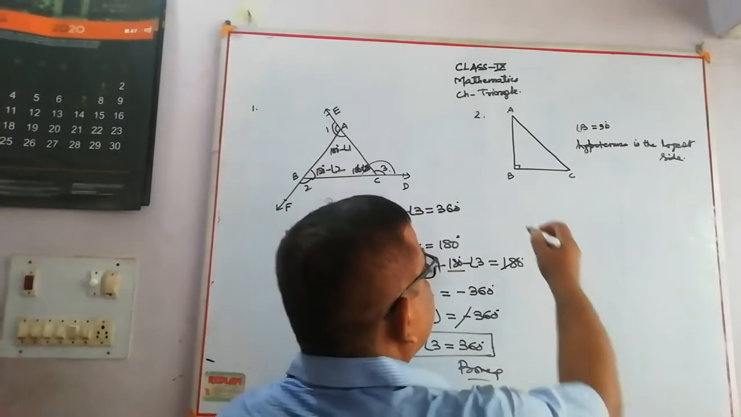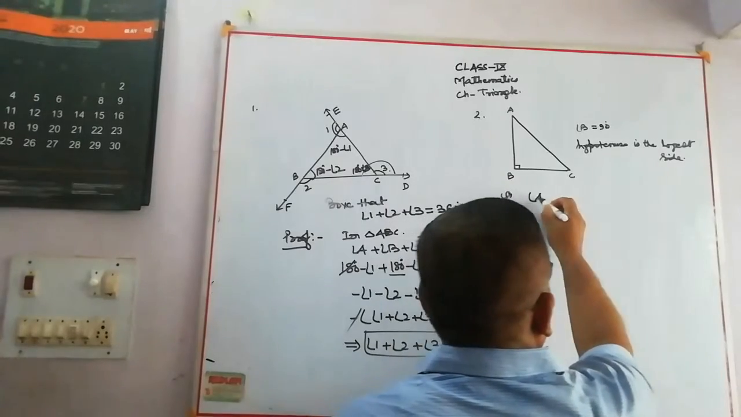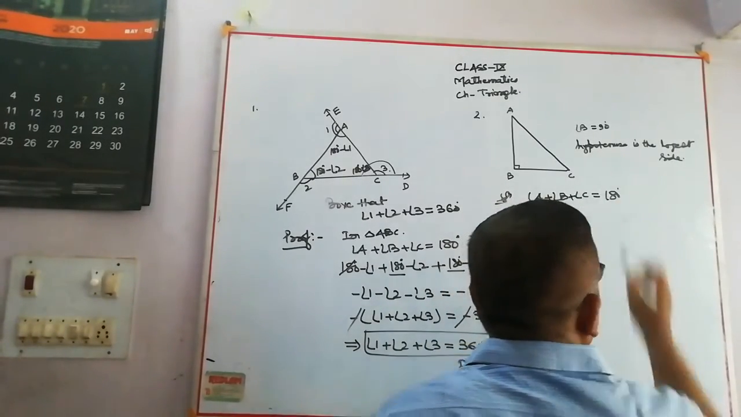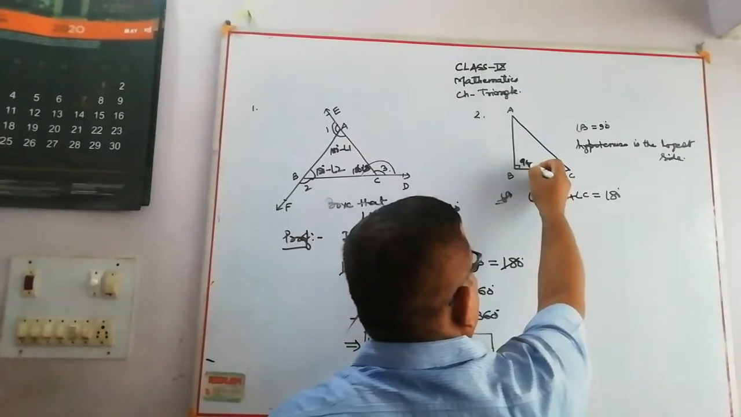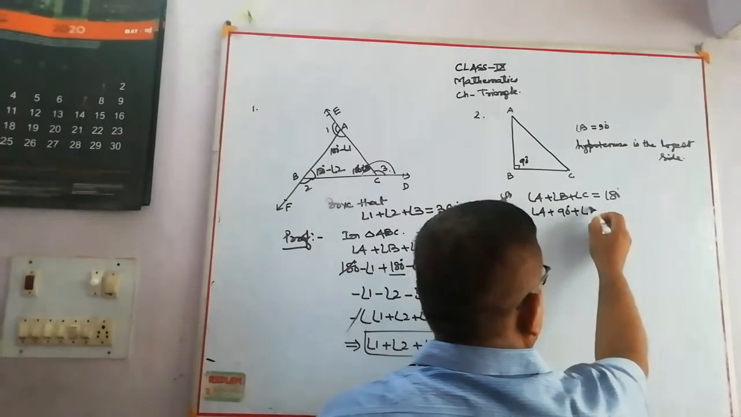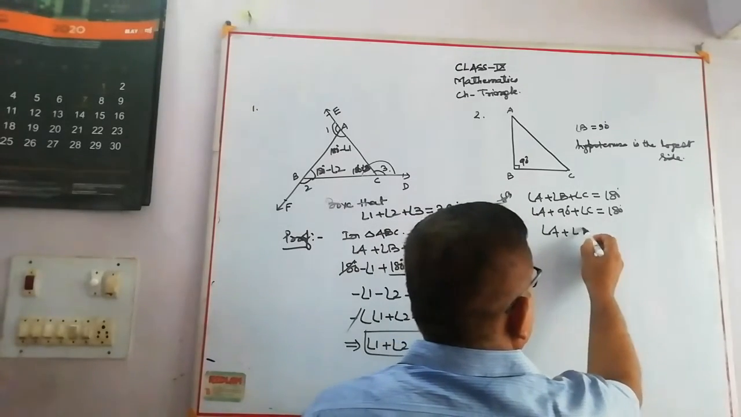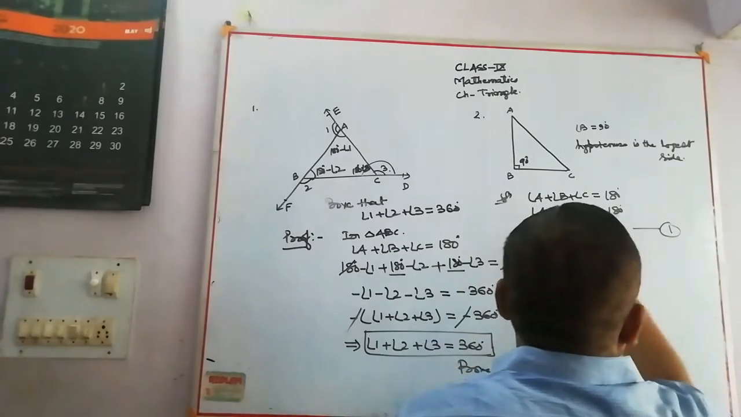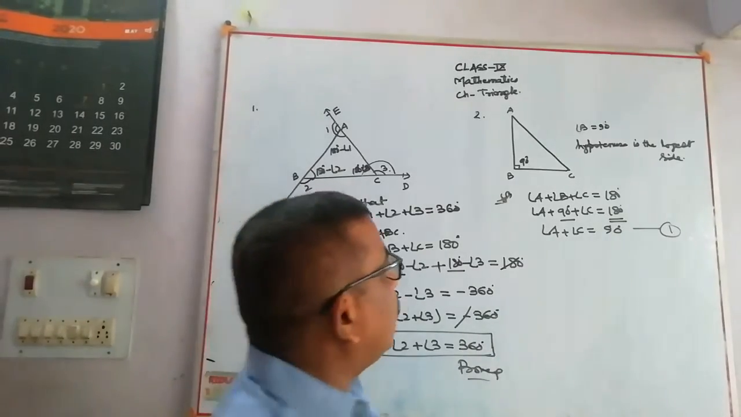Now, angle A plus angle B plus angle C is equal to 180 degree. Given in your question, angle B is equal to 90 degree. So angle A plus angle C is equal to 90 degree. That is equation number 1. Its meaning is what?